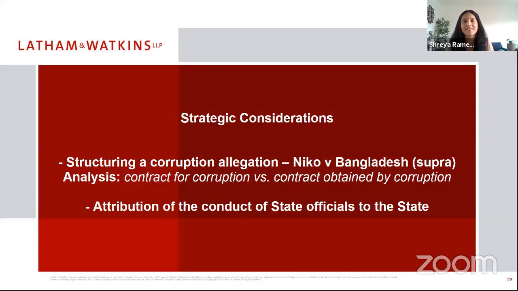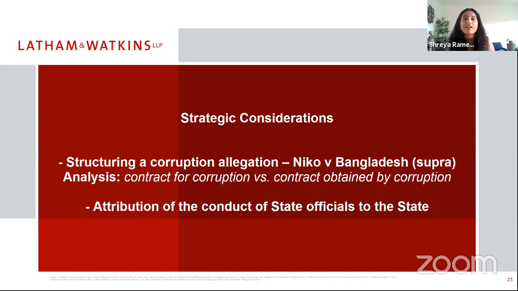What's very interesting, and this is for anybody out here who's interested in PIL and would like to dig into this a bit further, is that a lot of these investment arbitration tribunals have been very reluctant to actually attribute the conduct of these state officials to the state, the state officials who have been corrupt or who've solicited bribes or otherwise participated in illegality of some sort.